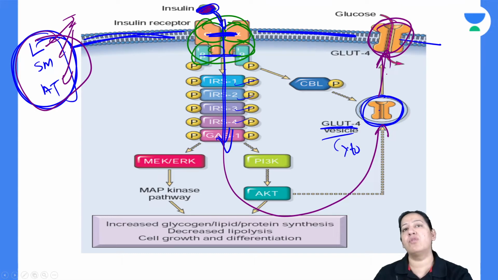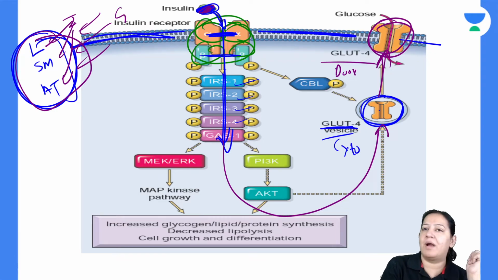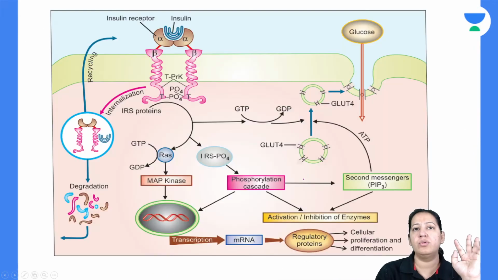You will say, ma'am, what will GLUT4 do? GLUT4 is the door entry for glucose. Now glucose can enter in these three cells because the door is implanted. Initially, if glucose wants to enter into these three cells directly, glucose cannot enter. Let me show you, just a second.